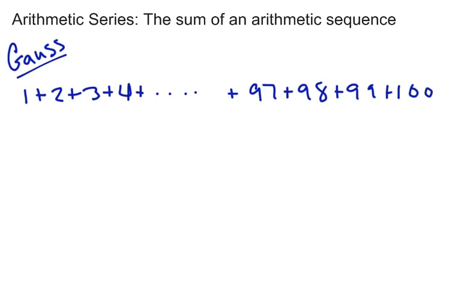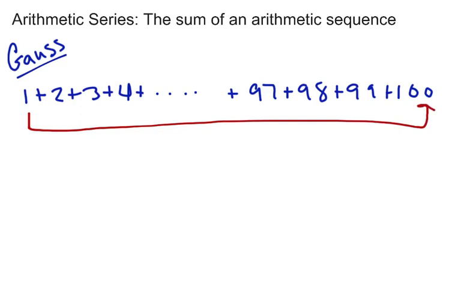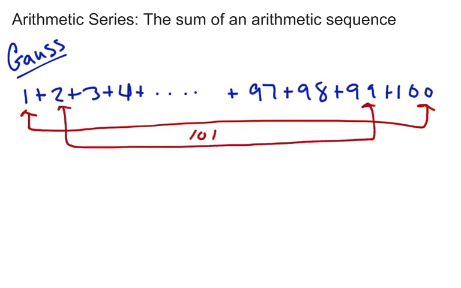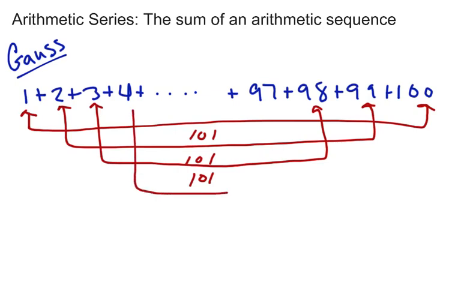But little did he know that Gauss would come back a minute later and say, yeah, teacher, I have the answer. It's 5,050. And he was right. And what Gauss did is he realized this. He looked at the front and the back. He said that 1 plus 100, that's 101. And if I go to the next numbers, 2 plus 99, that's 101. And 3 plus 98, guess what? That's 101. And I can keep doing this through the whole list. And every single time it's going to be 101, no matter what.